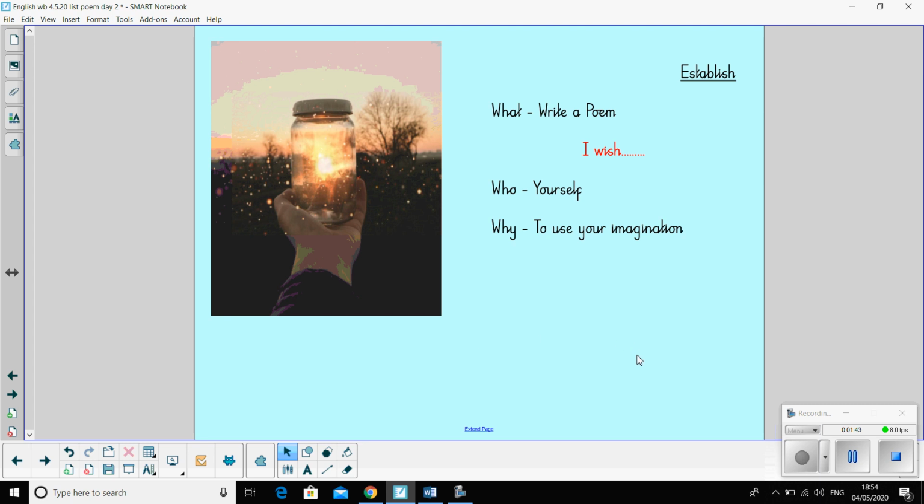Okay, so we said we were going to write a poem. So this is a list poem, or sometimes we call it a free verse poem, because there isn't as much structure to this type of poetry, so it makes it a little bit easier to write, and therefore I felt that this would be something achievable as we're working at a distance and I can't give you feedback.